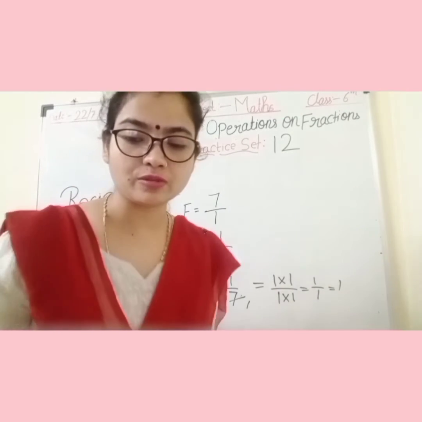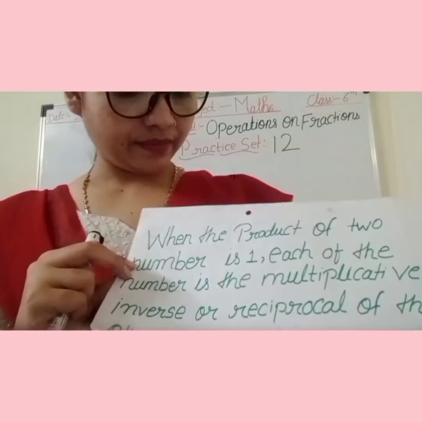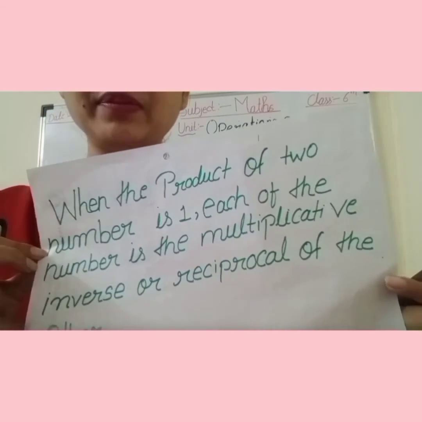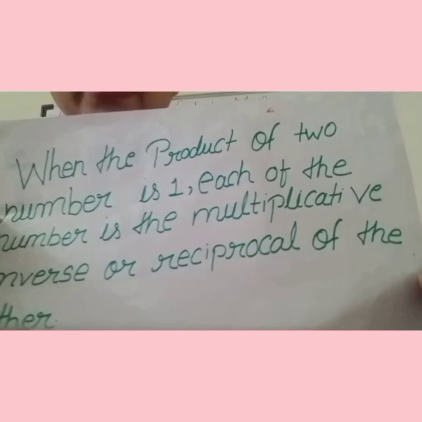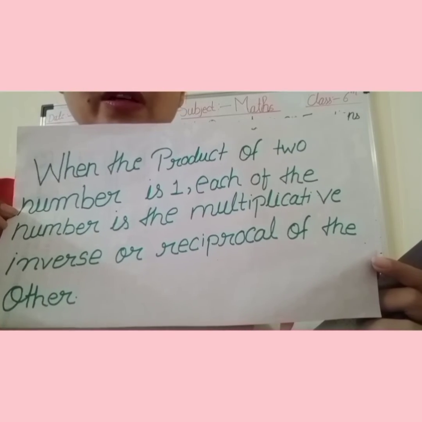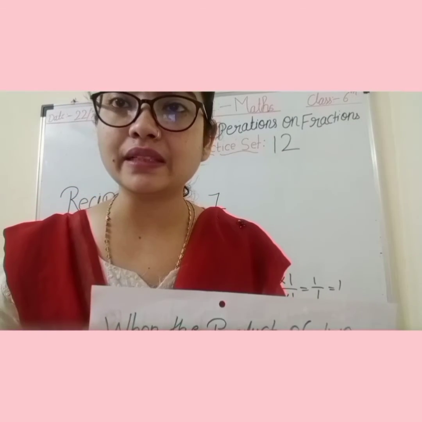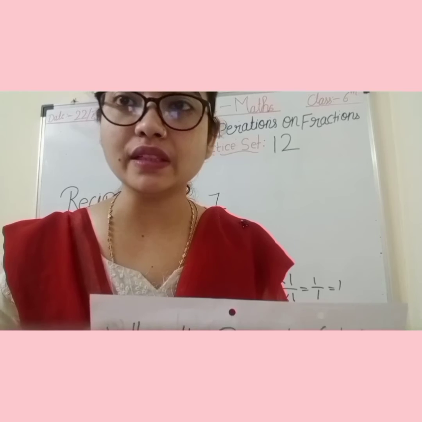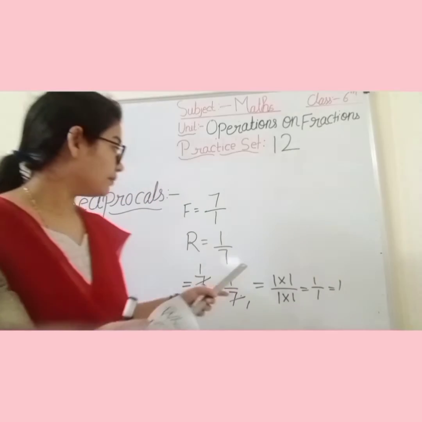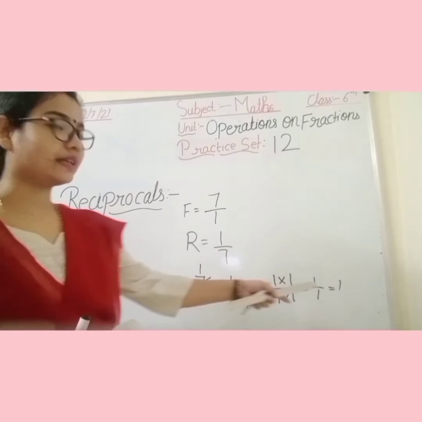So you should see one statement here. When the product of two numbers is 1, each of the numbers is the multiplicative inverse or the reciprocal of each other. So here also we are getting 1 after multiplying this fraction and this reciprocal, we are getting 1.